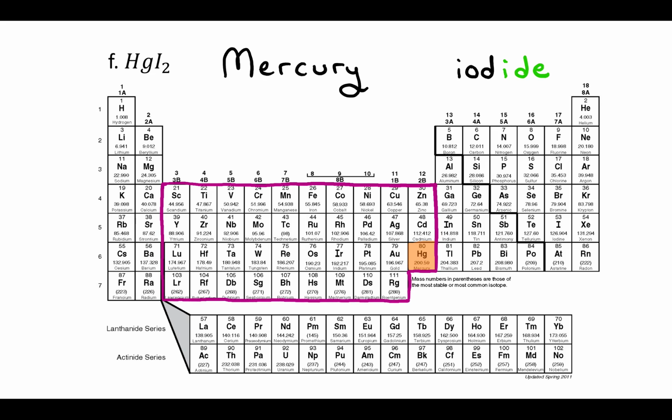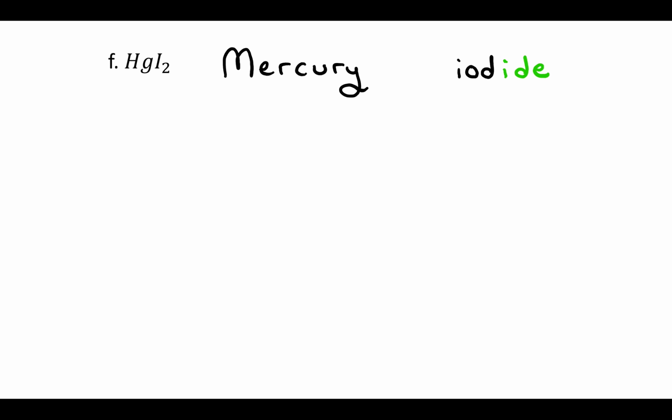But because mercury is a transition metal in that valley area on the periodic table, we have to say what the charge is on mercury in this specific compound, because it's different in different compounds. Now, to find out the charge on mercury in this compound, we have to make a little algebraic equation.